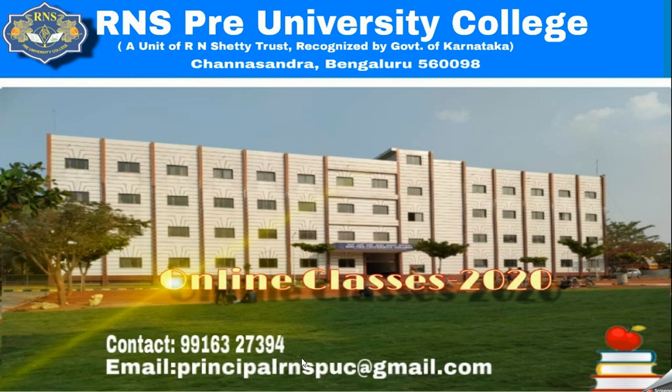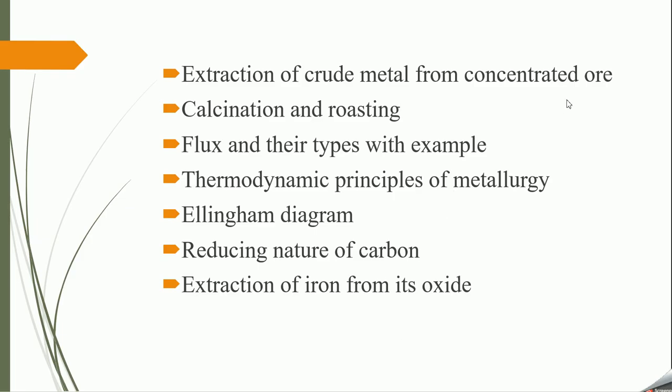Hello student, in the last session you all studied extraction of crude metal from concentrated ore. So here you studied two steps. One is conversion of ore into metal oxide and then reduction of metal oxide to pure metal. So extraction of crude metal from concentrated ore involves two steps: conversion of ore into metal oxide and reduction of metal oxide to pure metal.